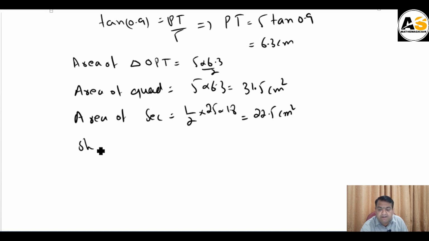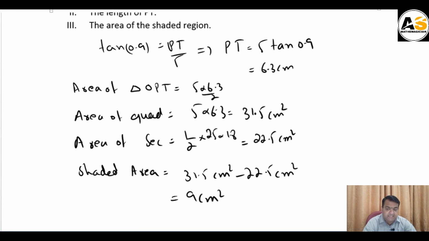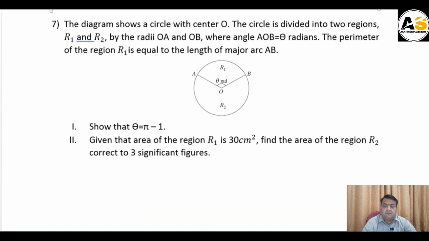So shaded area will be area of quadrilateral 31.5 centimeter square minus area of triangle 22.5 centimeter square. It will be 9 centimeter square. So this was question number 6. 7th question of today's class.